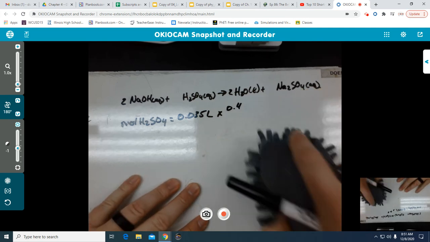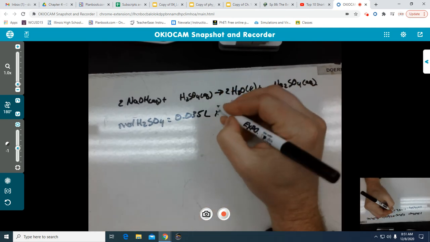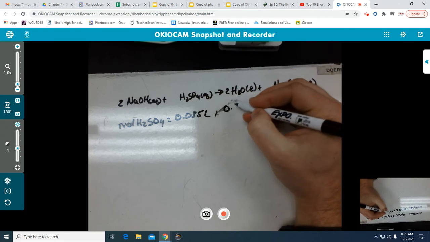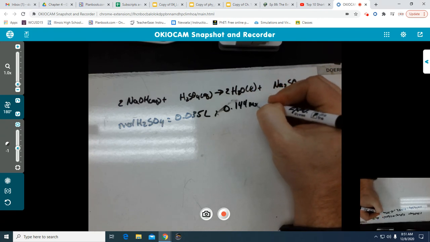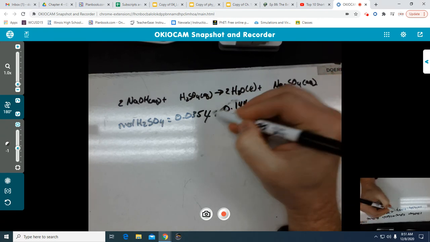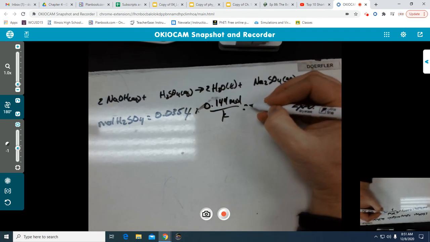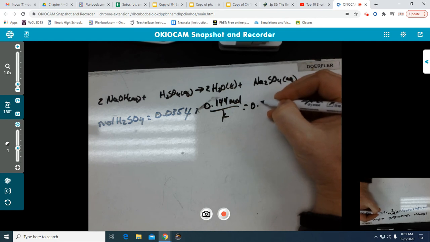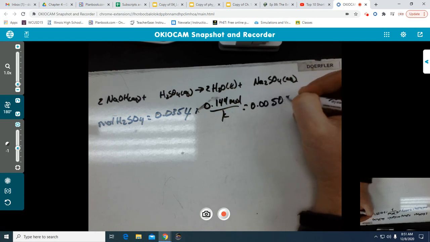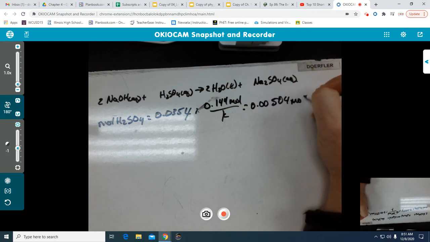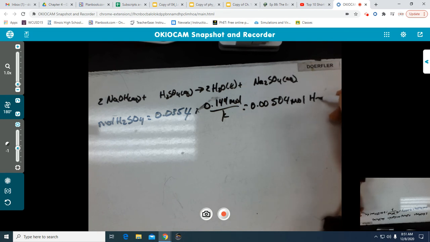Oop, that is not a 1. 0.144 moles per liter. That allows the liters to cancel out, and you should get a total number of moles of 0.00504 moles of H2SO4.